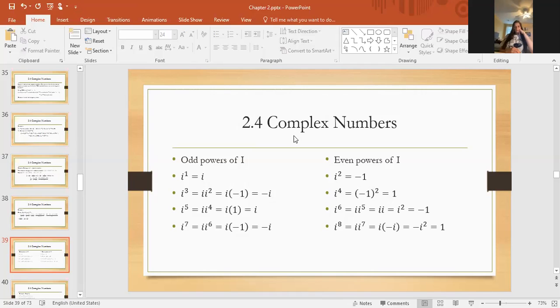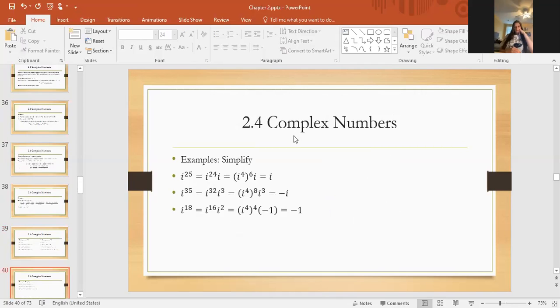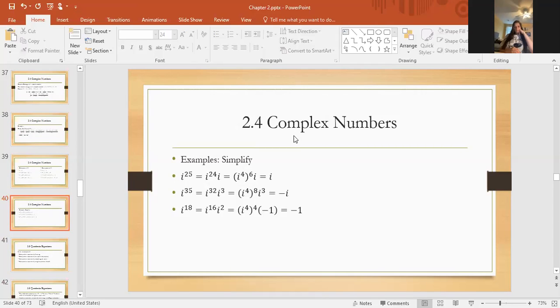So if somebody asks you what is, let's look at an example here. We want i^25, for example. To find i^25, we can just look at it as i times i^24. i^24 is i^4 raised to power 6. i^4 is 1. So 1 raised to power 6 is 1. So the answer is 1.